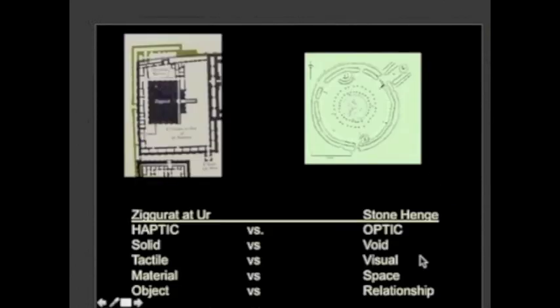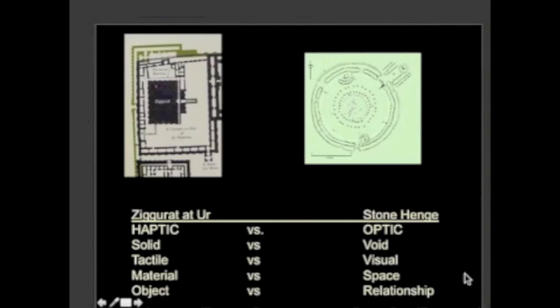But let's look at Stonehenge as something optic. You can see it from far away. It is spatially penetratable by your gaze. Vision, perspective, help you understand this thing. And you can surround yourself in it. So while the haptic is solid, the optic is void.